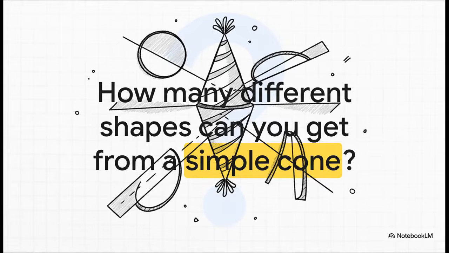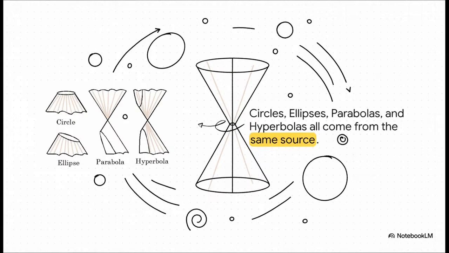Imagine you have a cone, like an ice cream cone, but it goes on forever. Now, what if you had two of them stacked tip to tip? If you took a perfectly flat sheet, like a knife, and sliced through that object, how many different kinds of curves could you possibly make? Well, the answer is 4. And there are 4 shapes you see all the time.